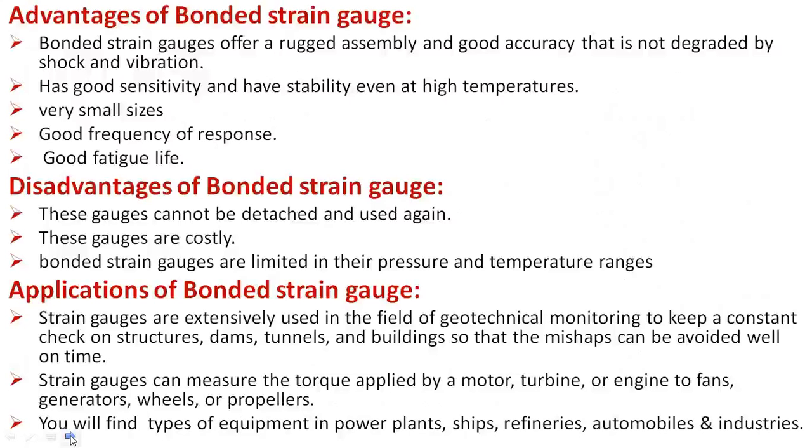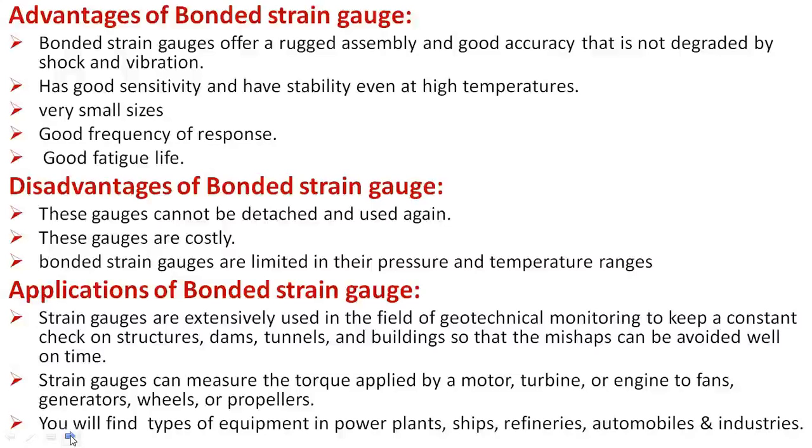Now next one is the advantages of the bonded strain gauge. The bonded strain gauge offers a rugged assembly and good accuracy that is not degraded by shock or vibration. So this limitation of the unbonded strain gauge is overcome in the bonded strain gauge. It does not generate any noise or error because of shock or vibration. It has good sensitivity and stability even at high temperature. At high temperature, it is very sensitive and gives a stable output. It has a very small size and shape, so that's why it has good frequency response and good fatigue life. So these are the advantages of the bonded strain gauge.